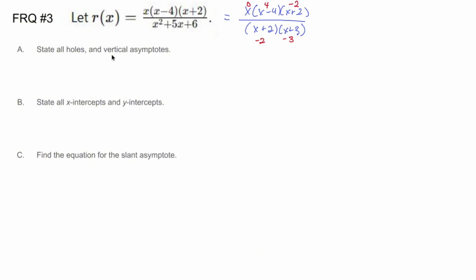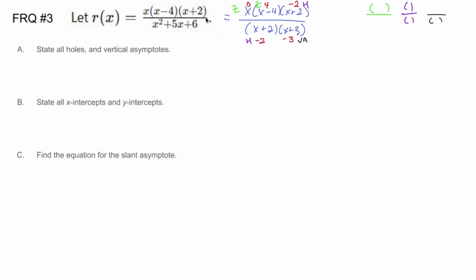Now, I'm going to label all of these for what I know they are. Anything that has just a factor in the numerator and nothing like it in the denominator is going to be a 0. So 0 is a 0 and 4 is a 0. Anything that is in the numerator and the denominator the same amount of times is going to be a hole. So negative 2 is a hole.